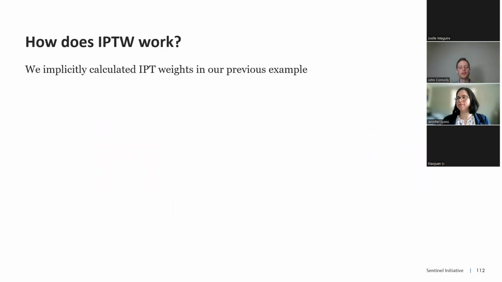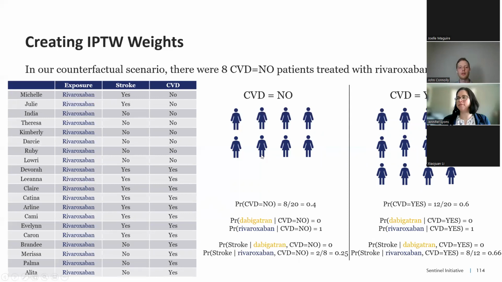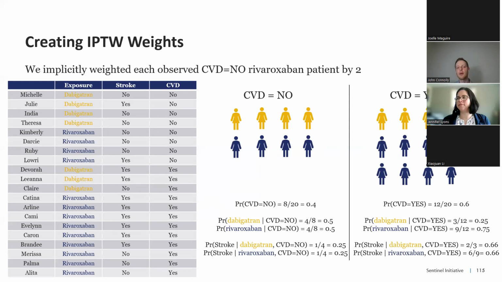So, you may be thinking, you've just gone through this painstakingly detailed example of IPTW, but we haven't explicitly talked about IPT weights at all. The reason is that we were actually implicitly calculating them when we were going through that previous example. So, in our observed population, for example, there were 4 patients who don't have cardiovascular disease that were treated with rivaroxaban. Those are those 4 patients in blue, right in the middle of the slide. When we ask that counterfactual question, what if we gave everyone rivaroxaban? Now all of a sudden there's 8 patients who don't have cardiovascular disease that are treated with rivaroxaban. And so we've implicitly weighted each of these observed 4 patients by a weight of 2.